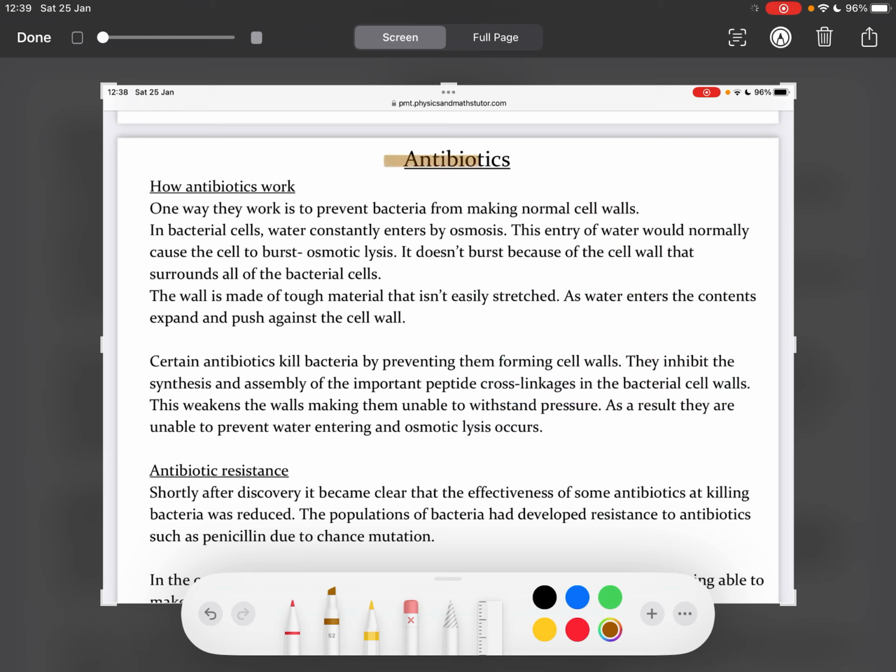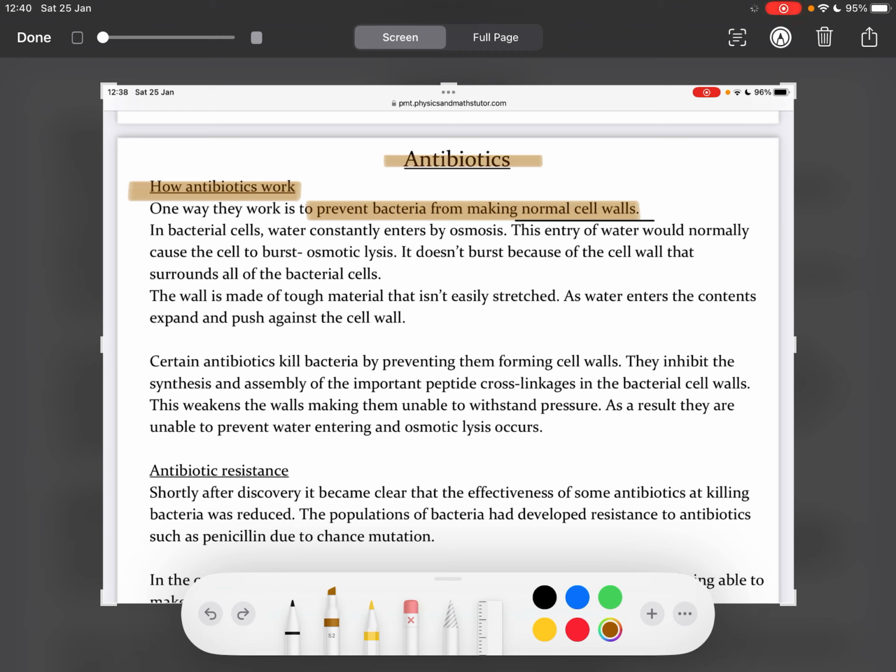Antibiotics. How do antibiotics work? First of all, they prevent the bacteria from making normal cell walls. Why do they not want it to make normal cell walls? Because in the bacterial cells, water constantly enters by osmosis, and this entry of water would normally cause the cell to burst, which is basically osmotic lysis. It doesn't burst because of the cell wall that surrounds all of the bacterial cells. The wall is made of tough material that isn't easily stretched. As water enters, the contents expand and push against the cell wall.